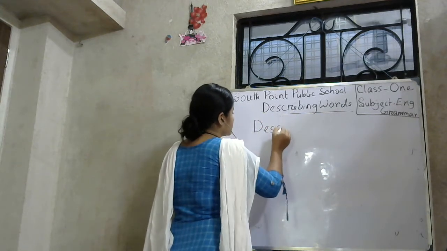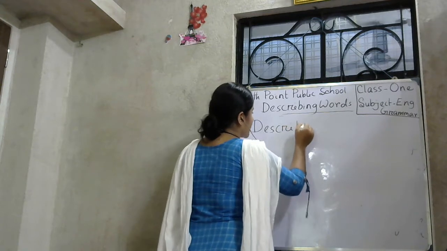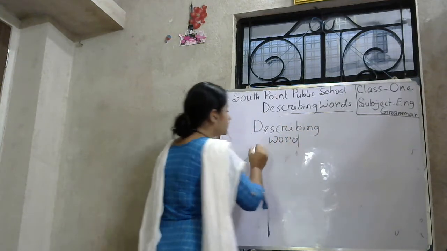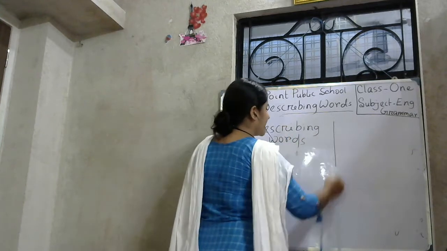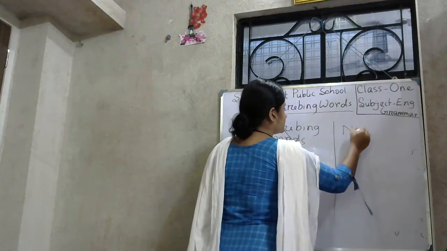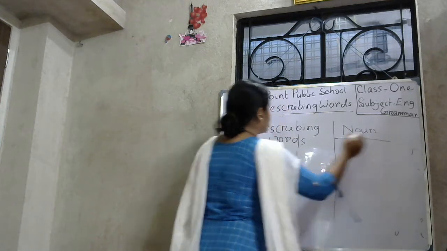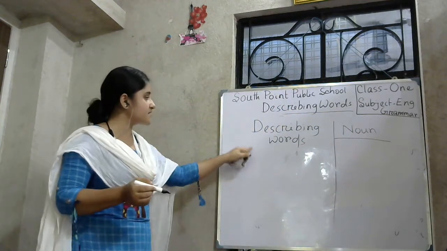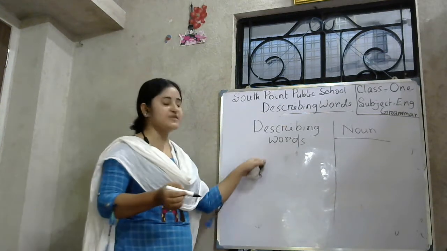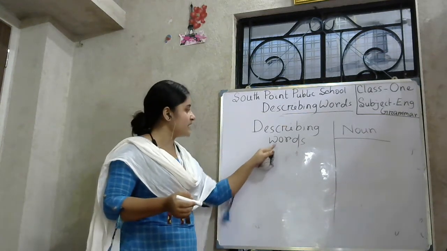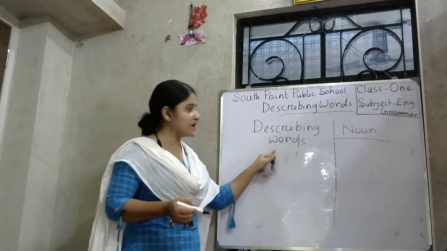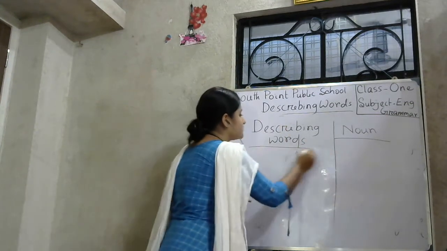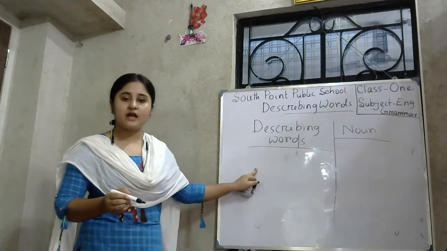Describing words. We will make two columns: describing words and nouns. Always remember that describing words mostly come before the noun. Look at the columns. Here the describing words are first and the nouns are later. So we can tell that describing words come before the noun.